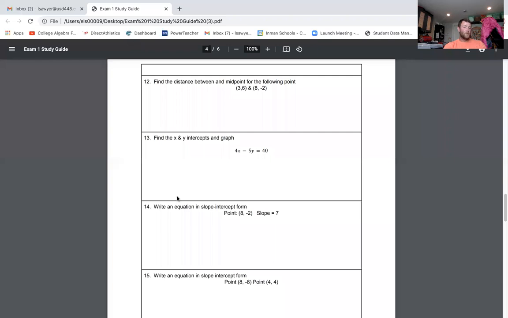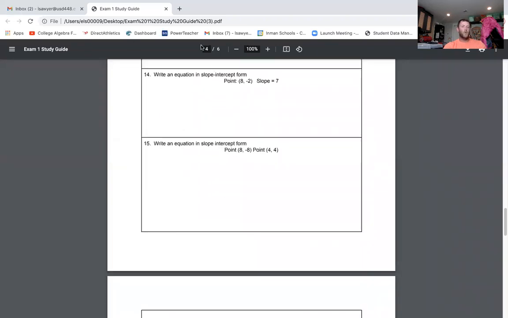15. Now they just give you 2 points. Okay, so what they really want you to do is find the slope first and then work it out exactly like number 14. Remember slope. M is equal to y minus y over x minus x. Y's over the x's. What people miss the most is they put the x's over the y's. It's y over x. Okay, so it's 4 minus -8.